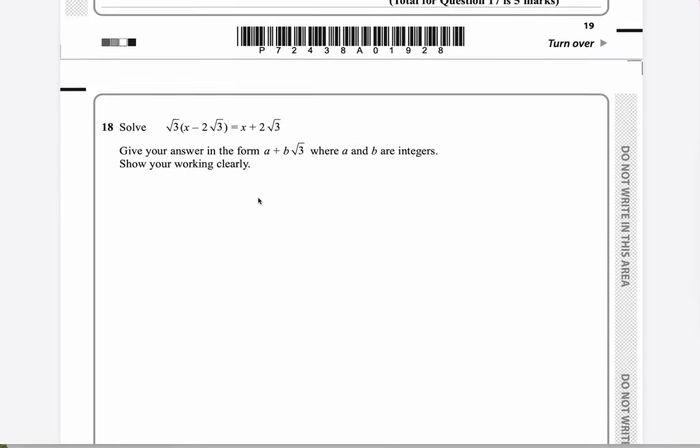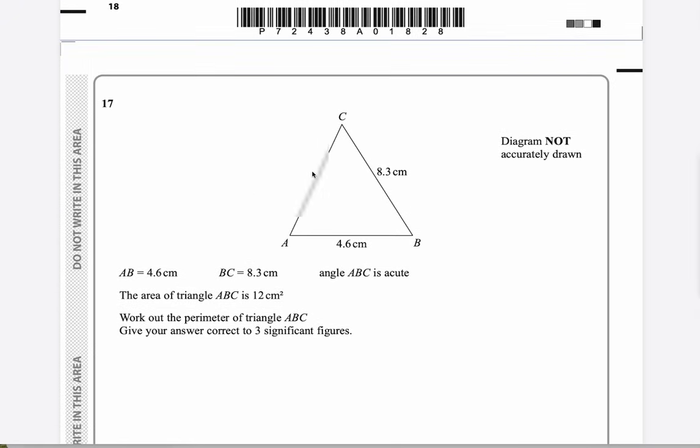Okay, question, I don't know why that's gone like that. Okay, question 17.